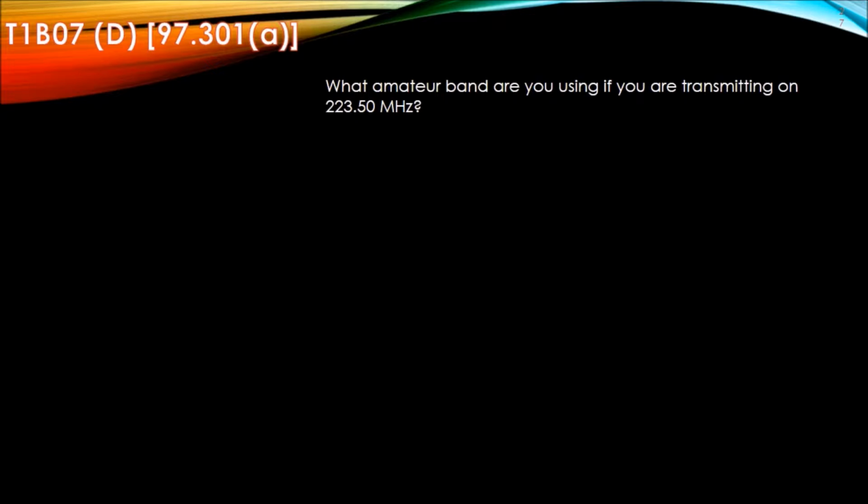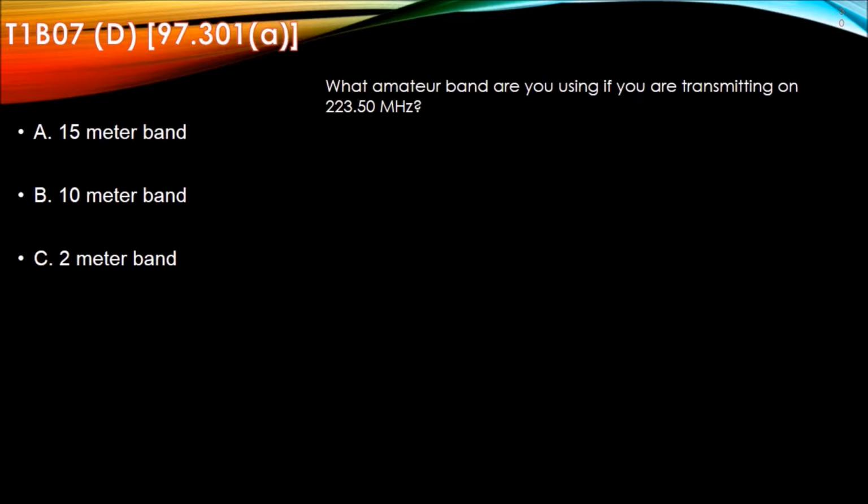T1B07. What amateur band are you using if you are transmitting on the 222.50 megahertz frequency? A is the 15 meter band, B is the 10 meter band, C is the 2 meter band, D is the 1.25 meter band.